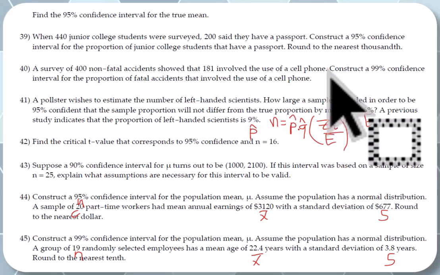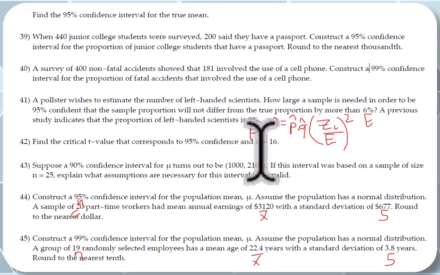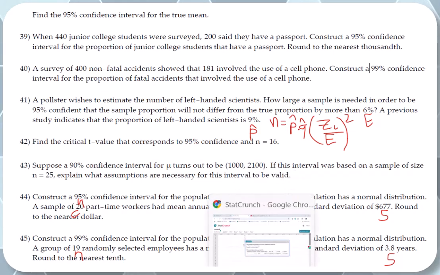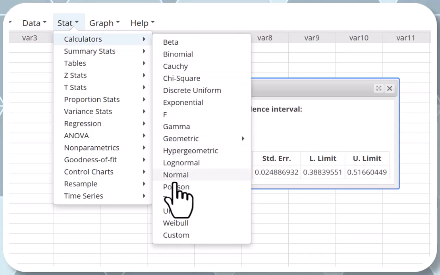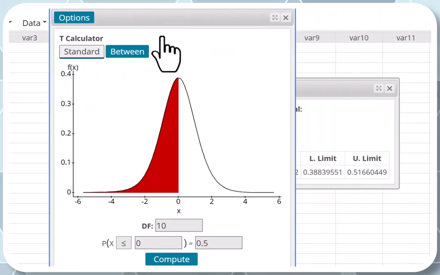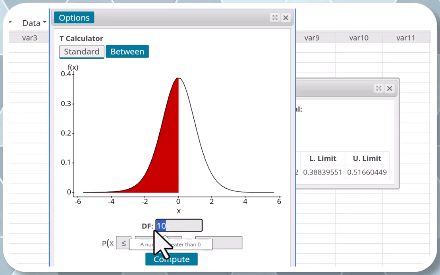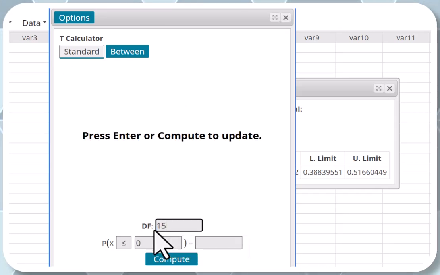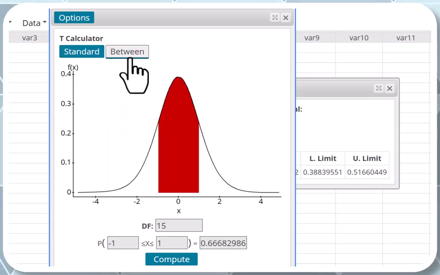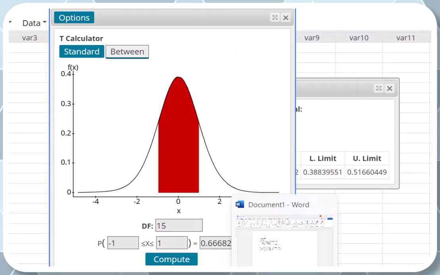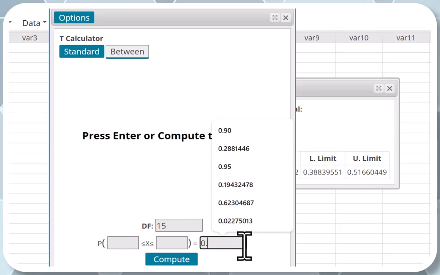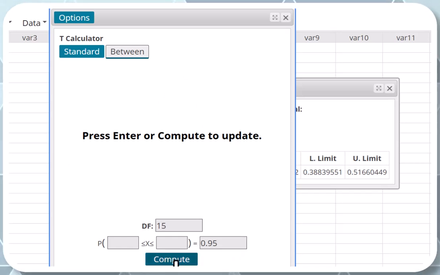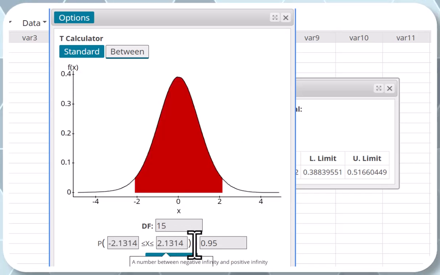Number 42. Find the critical t-value that corresponds to a 95% confidence interval and n is 16. You can do that in StatCrunch or you can use the table. So you go to Stat, Calculators, T calculator, between, always between, degrees of freedom. So if n is 16, then degrees of freedom is 15, and I need to change this to 95. There you go. So T is 2.1314.